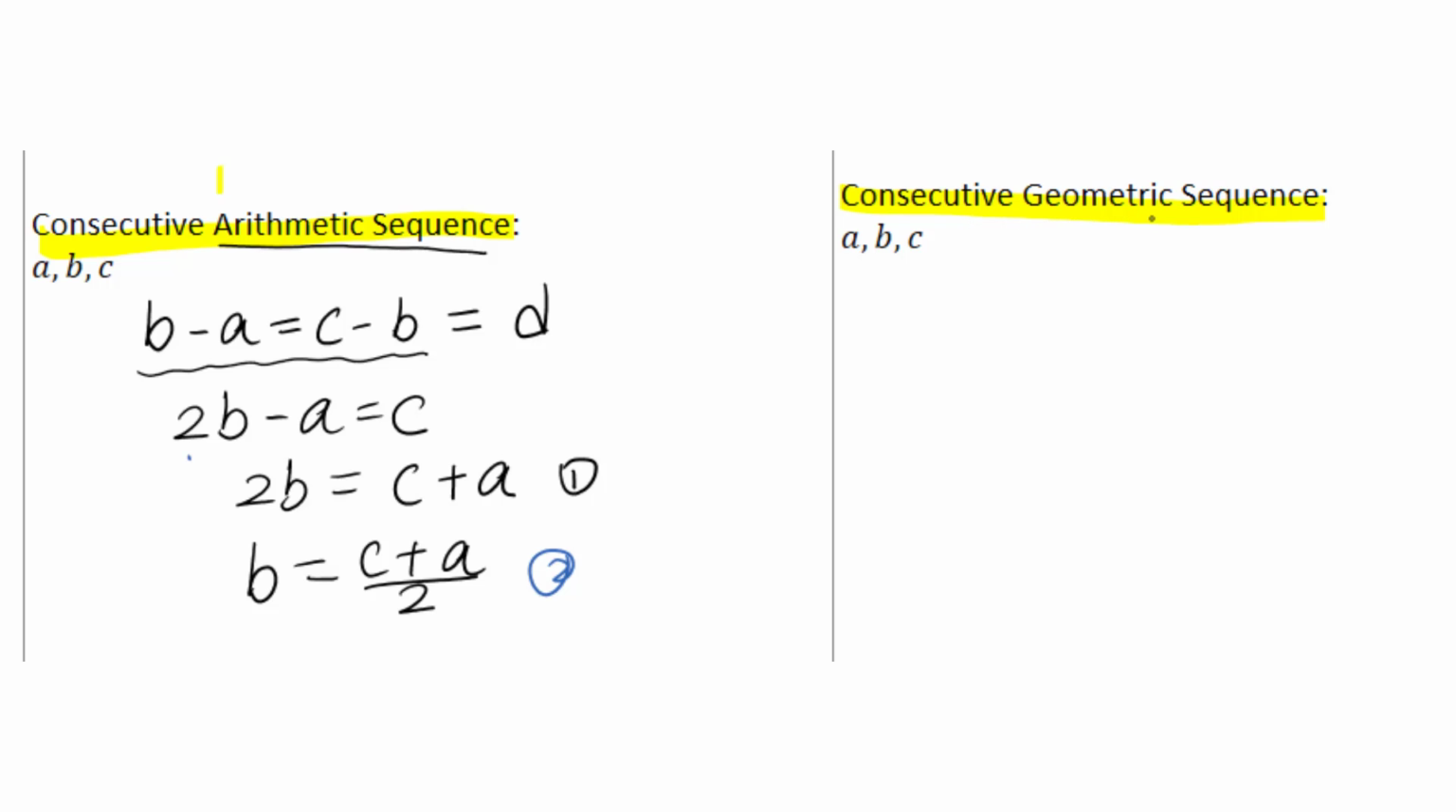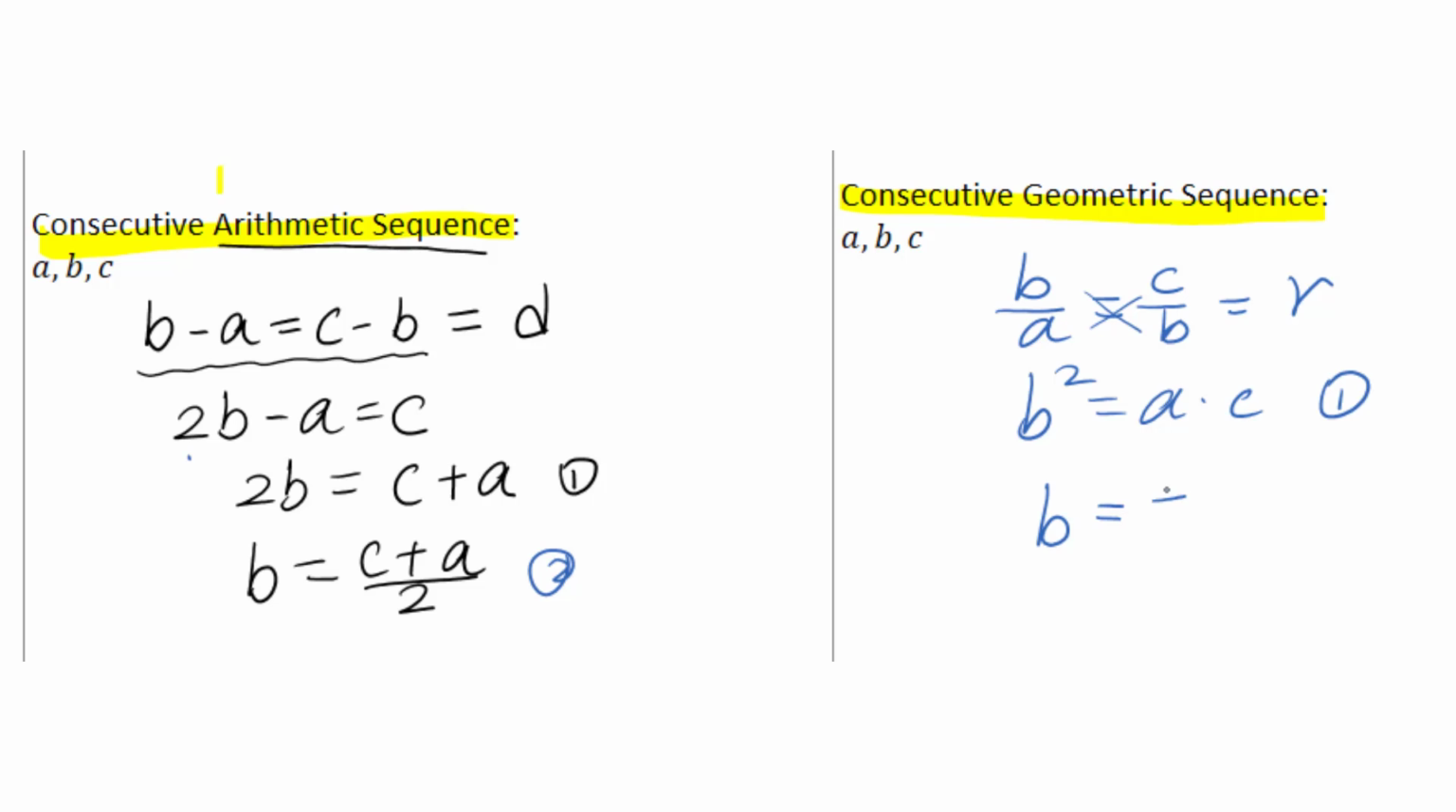For consecutive geometric sequence, we do know b over a equals c over b equals common ratio r. Cross multiply, b squared equals a times c. This is the first formula for consecutive geometric sequence. If we do square root both sides, b equals plus or minus square root a times c. The second formula for consecutive geometric sequence.